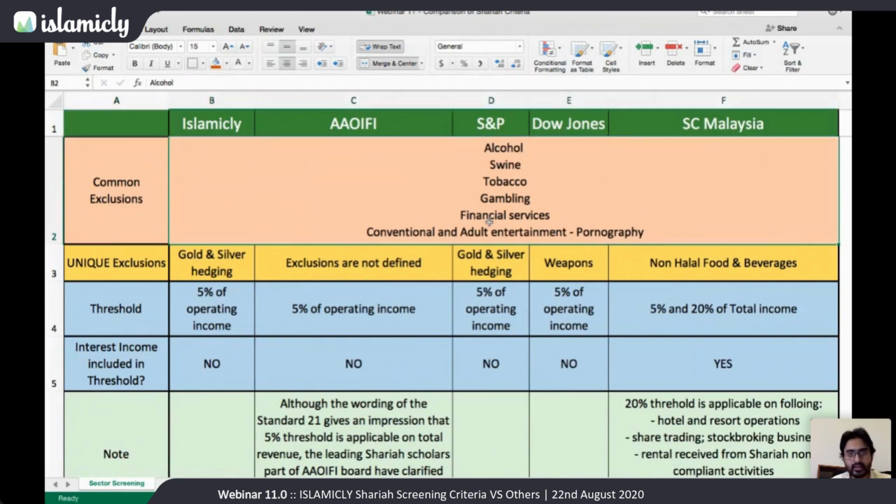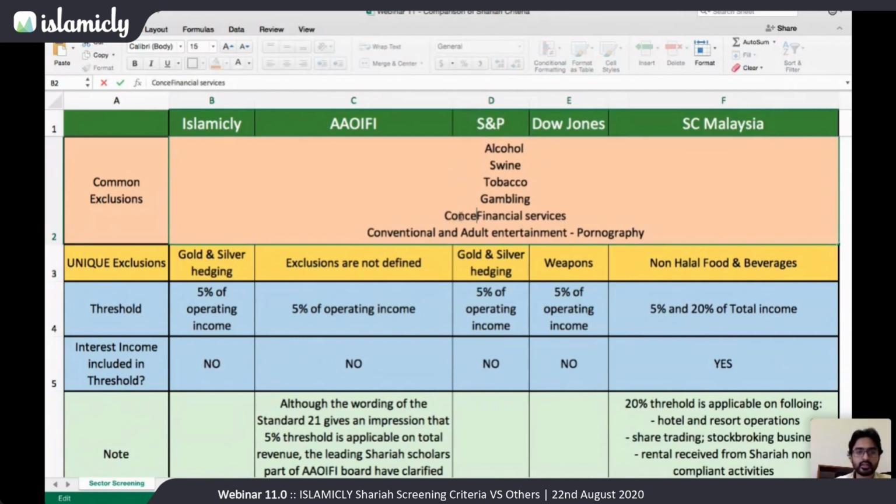Now, the first cell over here tells you that irrespective of whether you're looking at the Islamically screening criteria or the AOP screening criteria, the S&P, the Dow Jones, or the SC Malaysia screening criteria, they have a common exclusion. So as we studied in detail in the last webinar, from a sector screening perspective, the common exclusions are alcohol, definitely swine or pork, tobacco, gambling, conventional financial services, and conventional and adult entertainment, as well as pornography. So I'll just make a small change on this one.